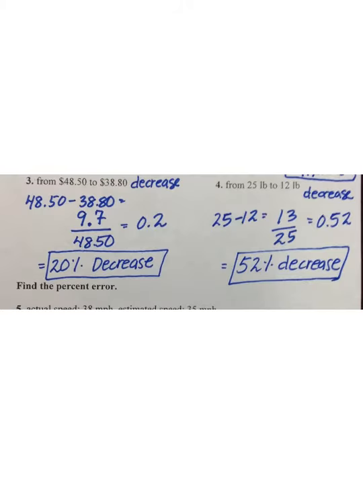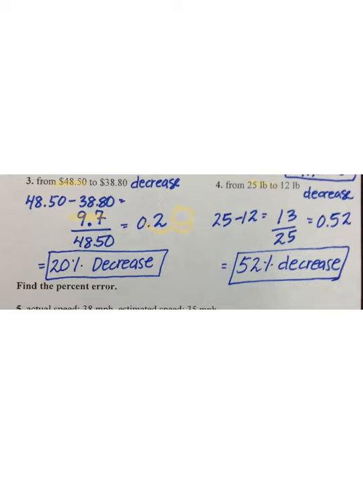Okay, starting with number 3, 48.50 to 38.80, I subtracted, and the amount of change is $9.70. The original amount, which was listed first, was 48.50. So in my calculator, I typed 9.7, division sign, 48.50, and I got 2/10. Last step, change it to a percent by going to the right, adding a 0, and that's a 20% decrease.